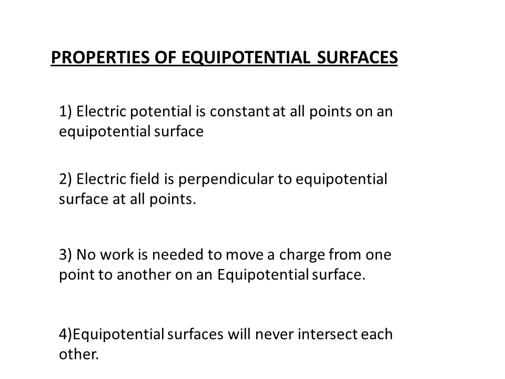We have seen that in the case of field lines, they do not intersect each other. Similarly, two equipotential surfaces also will not intersect each other. If they intersect, it means that at the point of intersection, electric field has two directions, which is not possible. So these are few points about equipotential surfaces.